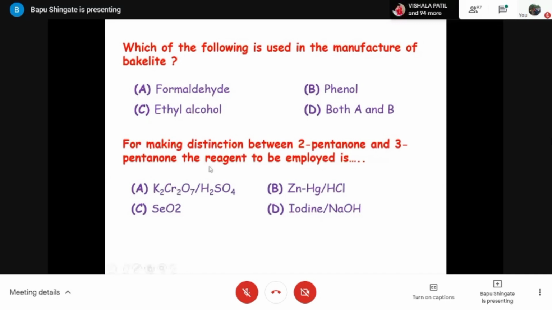Then potassium dichromate and sulfuric acid, under acidic condition, both ketones will get oxidized and may form similar types of products.